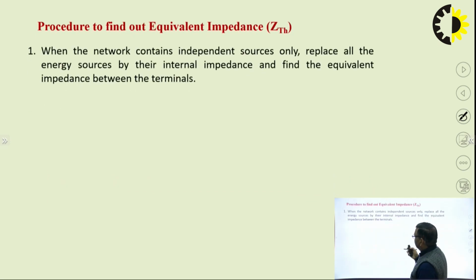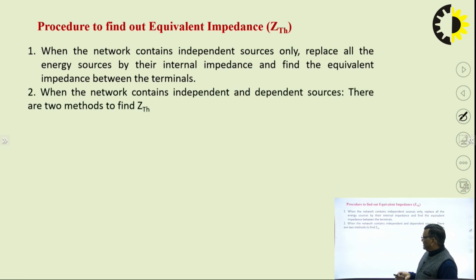First, when the network contains independent sources only, in this case we replace all the energy sources by their internal impedances, and we find the equivalent impedance between the load terminals. Very simple.